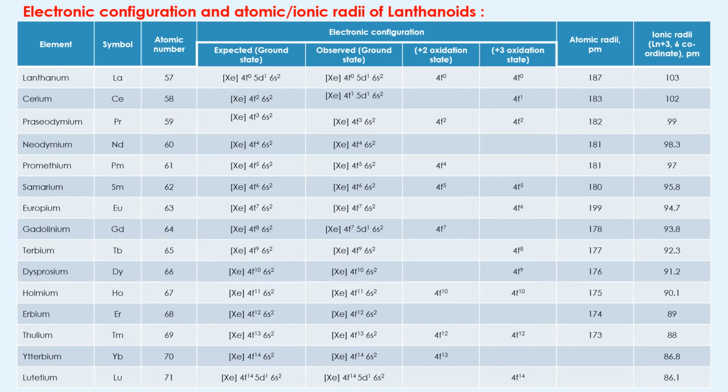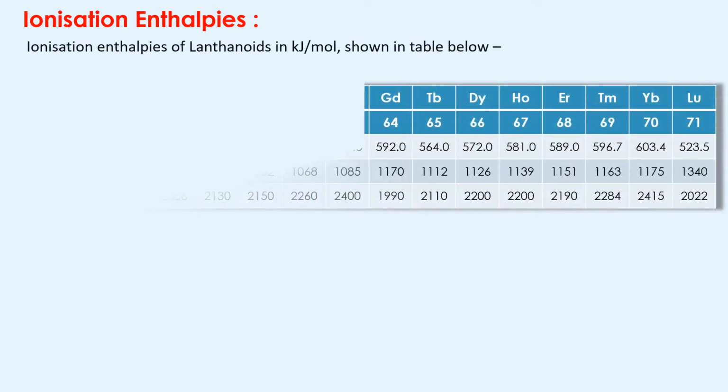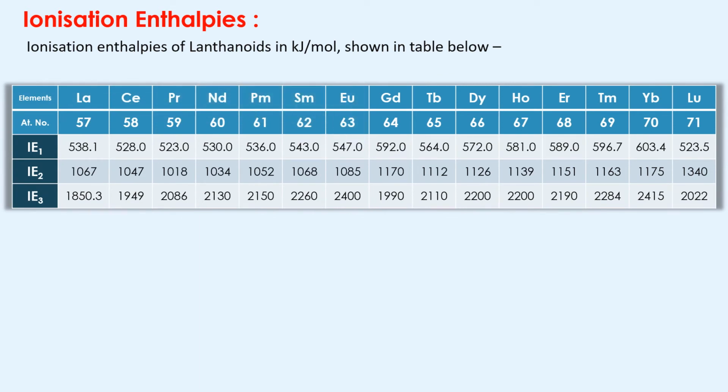Then they give you the +2 oxidation state and +3 oxidation state. For +2, the electrons go from 6s2. Similarly for +3 also. Then it gives you the atomic radii and ionic radii, as you can see from this table. Now next is ionization enthalpies. See this table.